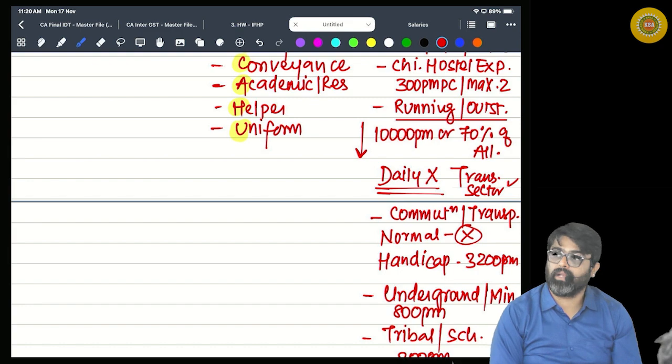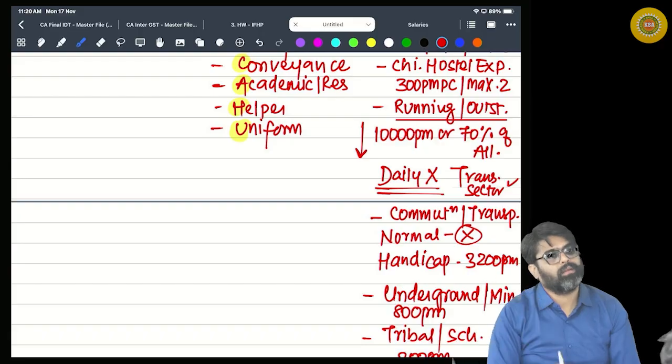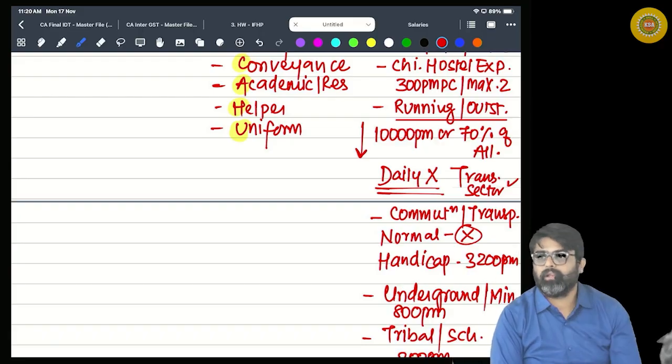What about the tribal area or scheduled area allowance? If you are getting 200 or less than that, it is fully exempt. More than that, 200 is exempt, the balance will be taxable.